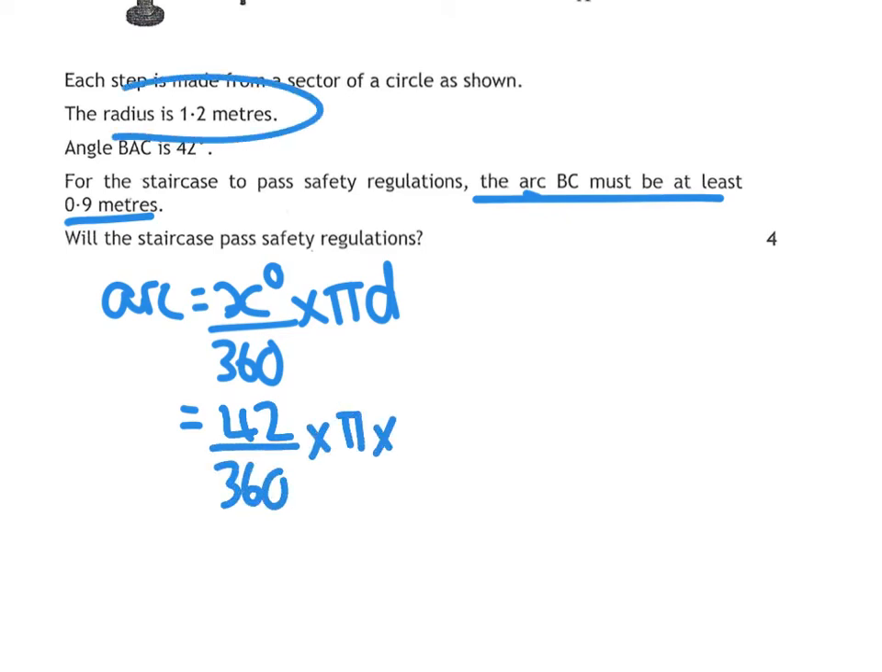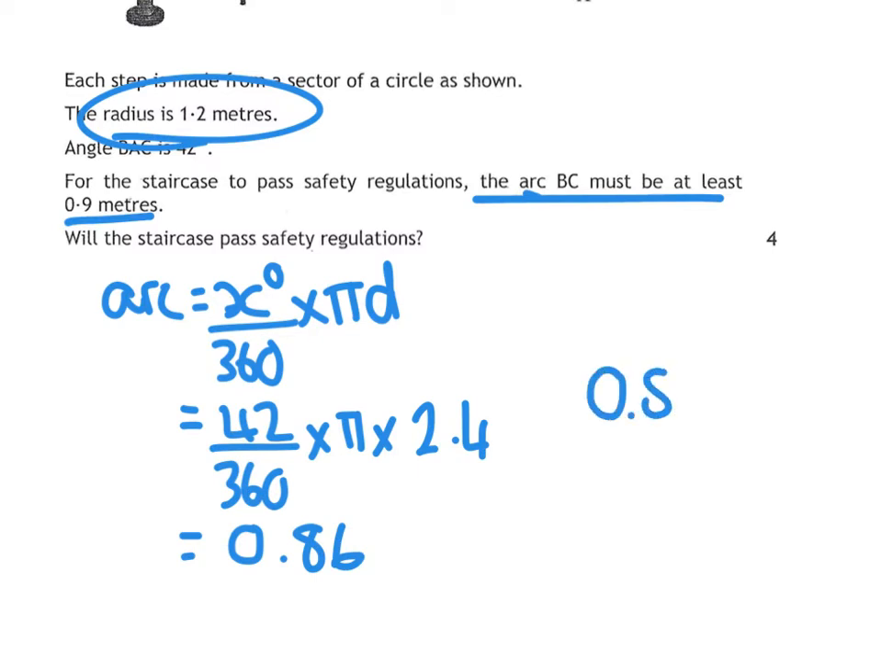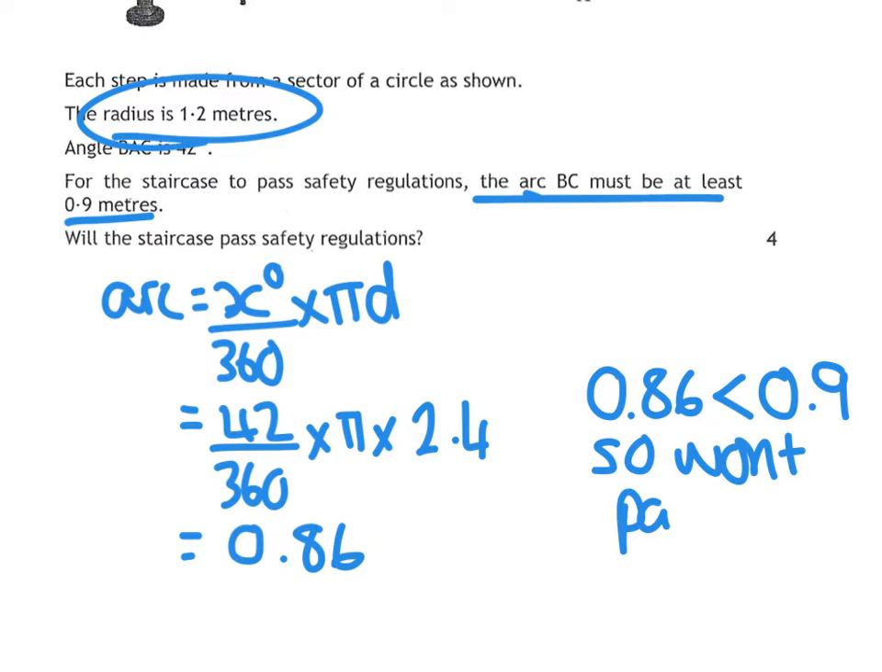Now my radius was 1.2, so that makes my diameter 2.4. So typing that in, you get 0.858, so let's say 0.86. So it says for regulations, the arc must be at least 0.9. So we've not made it. So our answer says that the arc is actually less than 0.9. So it won't pass. So you have to say, will it pass, will it not pass? So I've said it won't pass. And you have to say why. And the reason is because we worked it out to be 0.86, which is less than 0.9. So I've just said it in numbers.